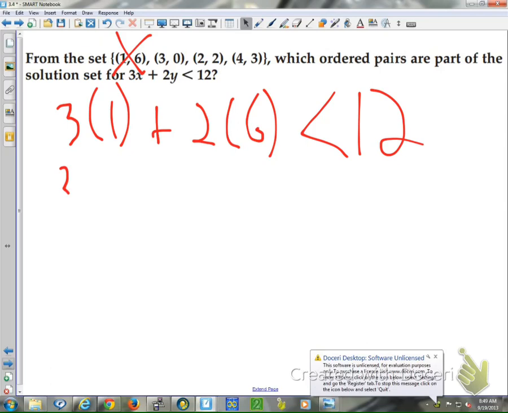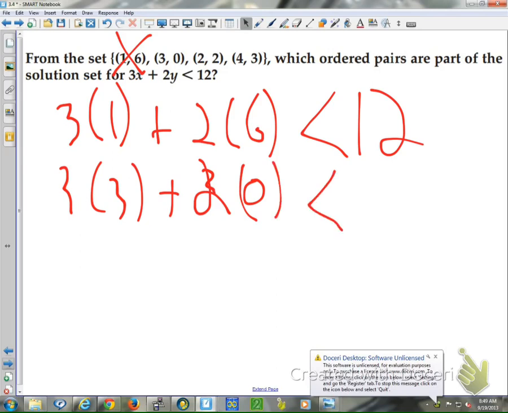What if we try the second one? 3 times 3 plus 2 times 0 is 9. Is 9 going to be less than 12? Yes, that one worked. This one didn't.